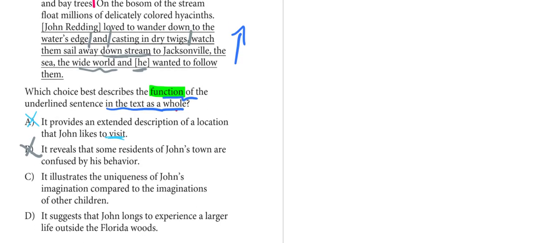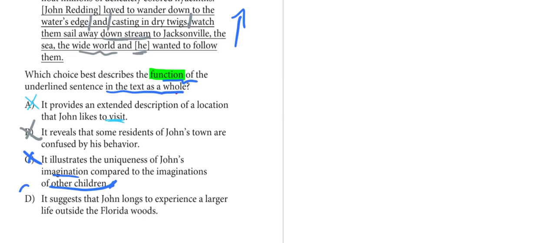Now to the answer choice C. It illustrates the uniqueness of John's imagination compared to the imaginations of other children. For sure, this is not correct because there was no mention of any other children in the text, and this tells us that C is not the correct answer. And this leaves us with D, which for sure is the correct answer because A, B, and C are not correct. But we need to read it so we can make sure that it is the best answer. So here D says, it suggests that John longs to experience a larger life outside the Florida Watts. For sure, this is the correct answer choice.